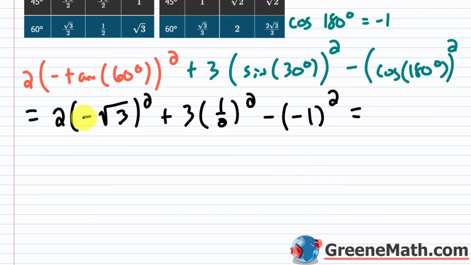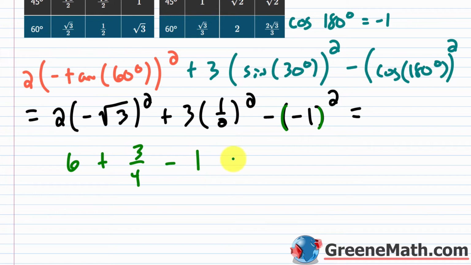So now we have the negative of the square root of 3 squared. So if I square negative 1, it's going to go away, right? It's positive 1. The square root of 3 being squared is 3. So this is 2 times 3, or 6, plus this 1/2 would be squared first, so that's a fourth. 3 times a fourth is just 3/4. And then you have negative 1 being squared first. Okay, so that's positive 1, and then you're just going to subtract that away.